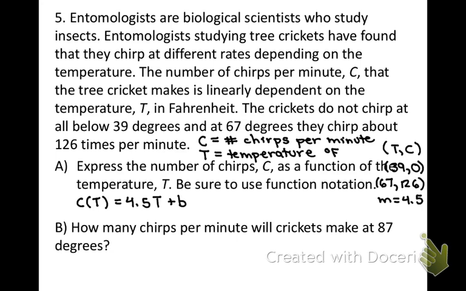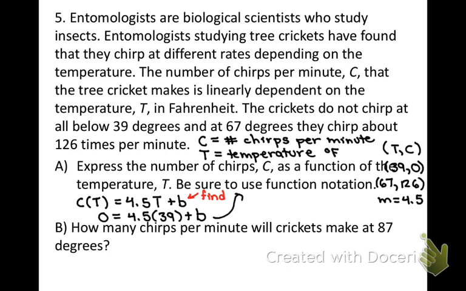But now we need to find our B value. Remember, to do this, we can plug in one of the points. 39, 0, in my opinion, is definitely the better of the 2 points to choose here. It'll just be a little bit easier to work with. But you can pick any point you want. You're just going to stick with it and make sure that you plug it in correctly. So on that point 39, 0, I'm going to plug that in, and I'm going to get that 0 equals 4.5 times 39 plus b.